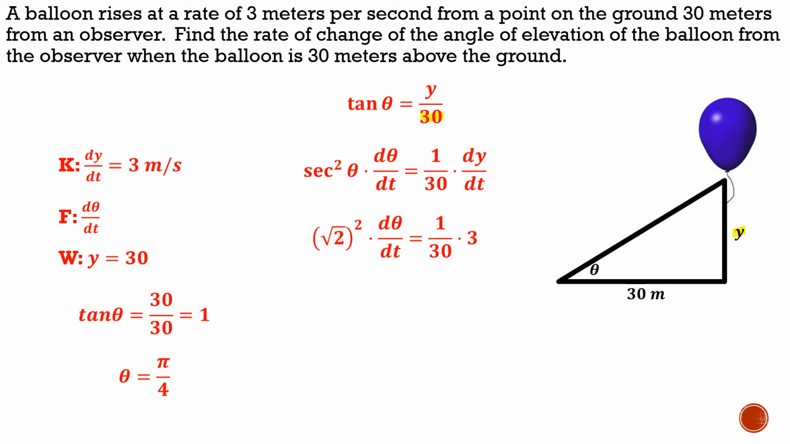Now calculating my secant of theta, if theta is pi/4, then secant theta is √2. So I have √2 squared d theta/dt equals 1/30 times dy/dt, which they told us was 3. Simplifying that, I get 2 d theta/dt equals 1/10... dividing both sides by 2, I get d theta/dt is 1/20 radians per second.